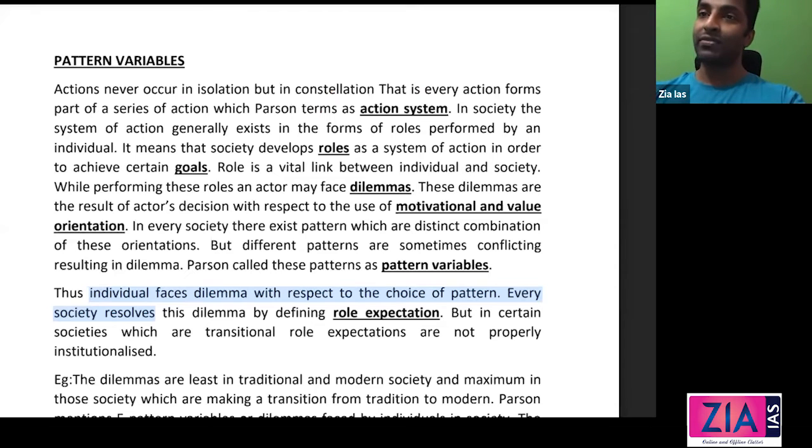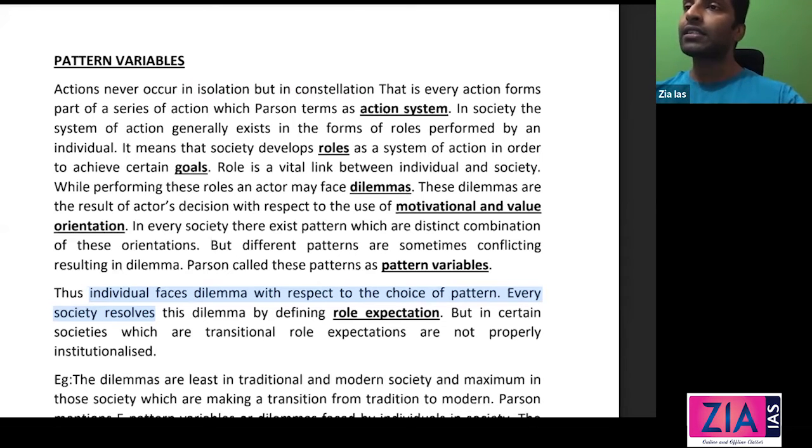The only diagram which I have drawn here is that one, which I showed yesterday also. So actions never occur in isolation, but in constellation. What does that mean? I do an action. It will not end there itself; it will be followed by a constellation of action. Like I'm doing something and you're replying to that. Again, I'm doing an action, and you will be replying to that. So this is a collection of action. That is what constellation of action means.